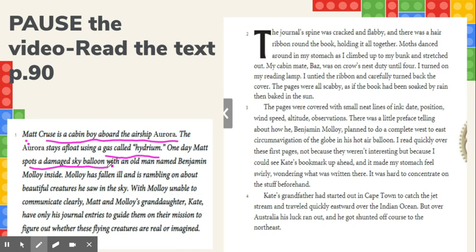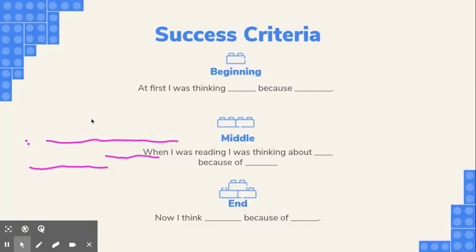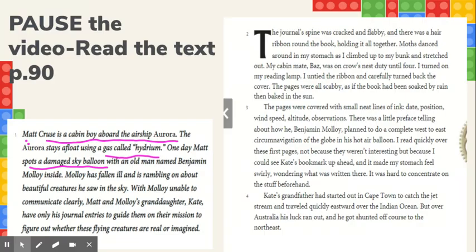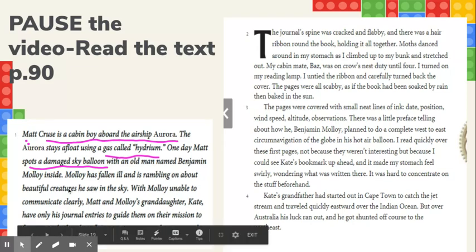Okay, so this is the beginning. So I'm thinking to myself, I'm going to use our success criteria. At first, I was thinking, this is not safe because there is a damage spot in the sky balloon that's full of a gas that I'm guessing is explosive. So now I'm going to keep on reading and see if my thoughts change at all.